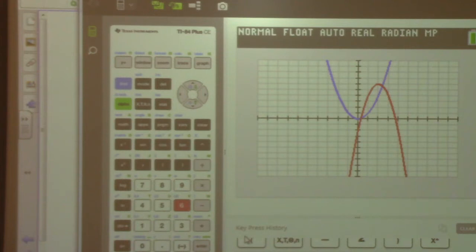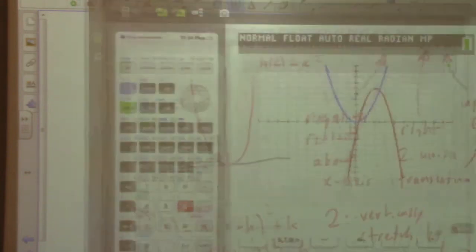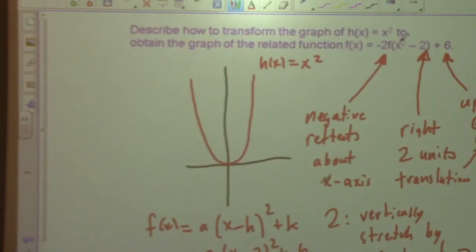Was that helpful to you, Lexi? Zoom 6, remember that. That's actually a very good contributing question to today's discussion, Lexi. Good job. Very good. Okay, any further questions on this?